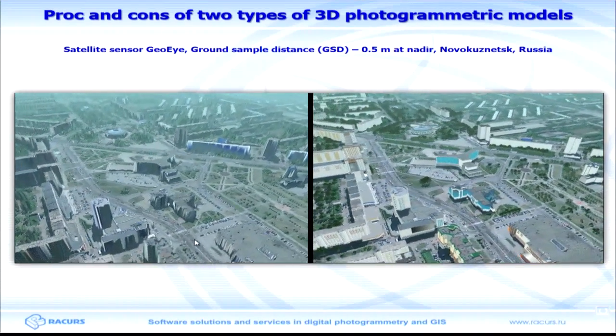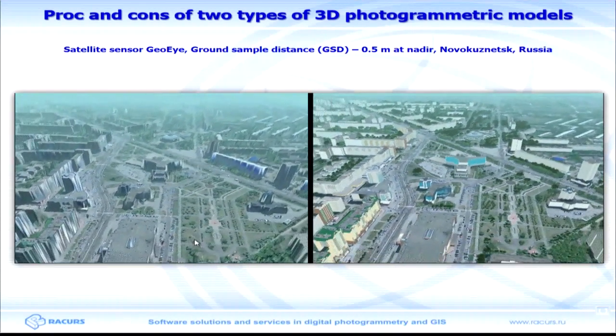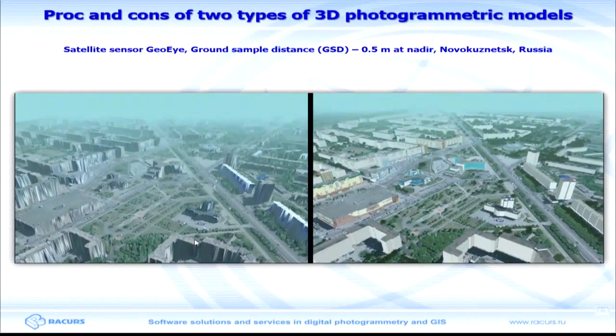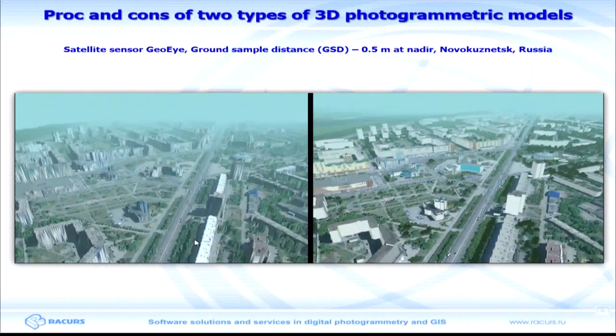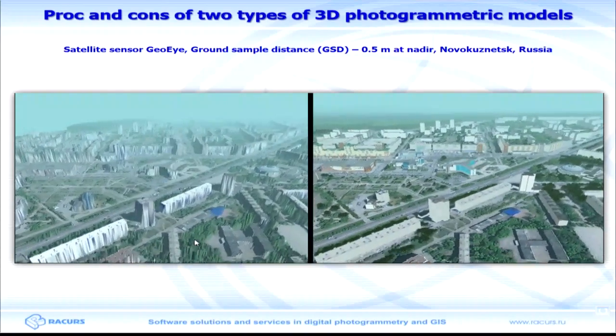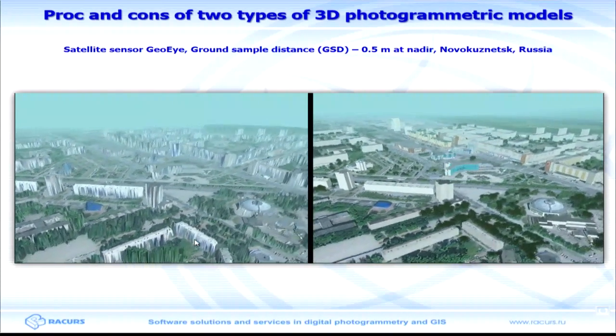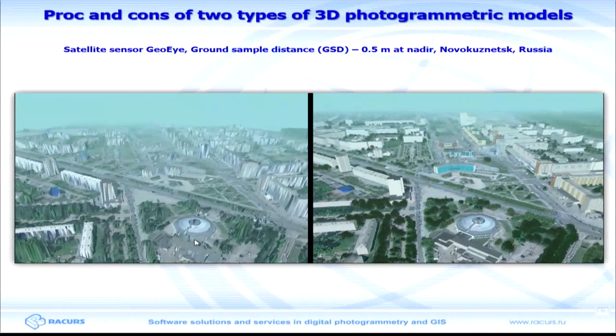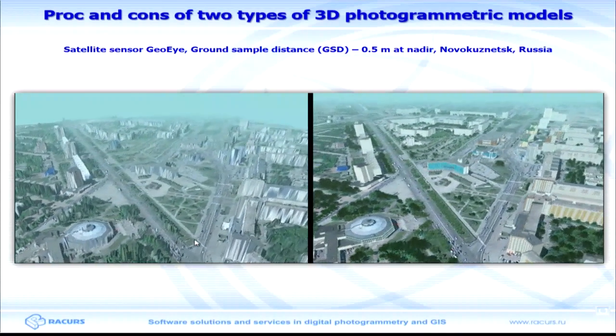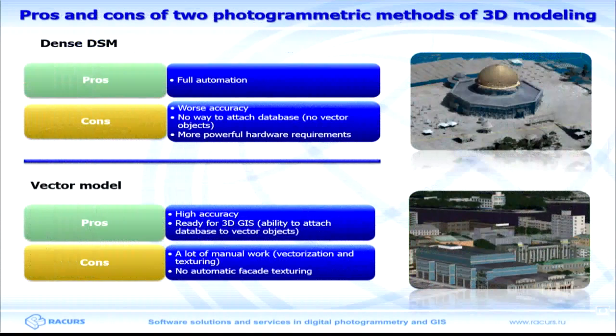And by the way, this is a side-by-side comparison. On the right is the vector model. In terms of metric information, they are identical. The input data here also comes from satellites. This is one of the Russian towns.